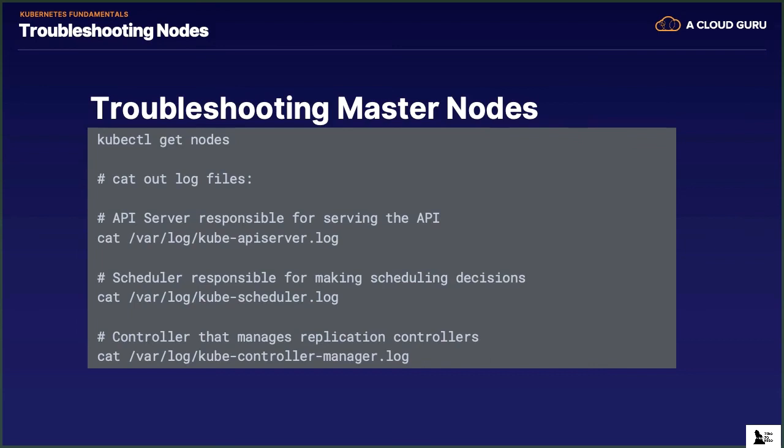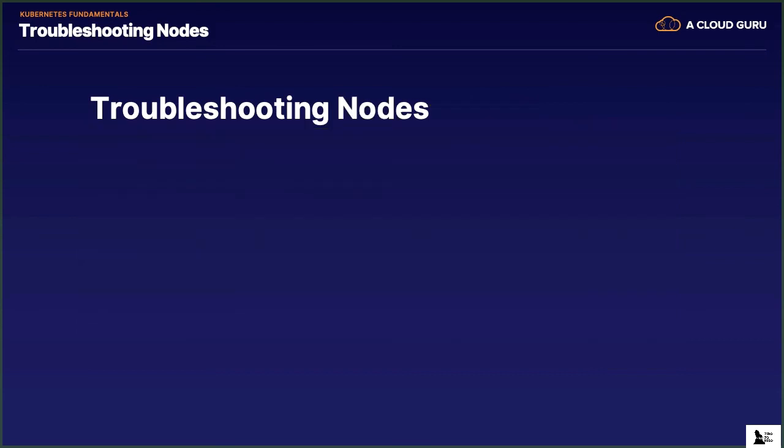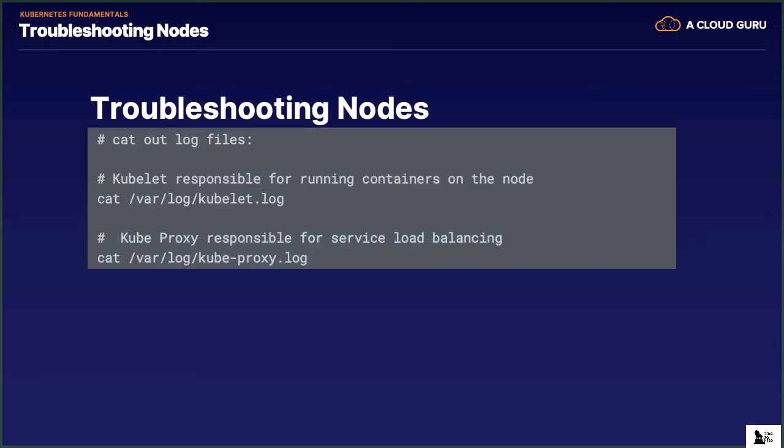And then if you need to troubleshoot a regular node, a regular Kubernetes node is not going to have the same kube-scheduler and kube-apiserver and controller manager. Instead, it's going to have the kubelet. The kubelet is basically the Kubernetes agent running on the Kubernetes node. So in that case, you can cat out the /var/log/kubelet.log. You can also cat out the kube-proxy service log, which again is in /var/log/kube-proxy.log. In our next lesson, we'll talk about using the Kubeadm command.